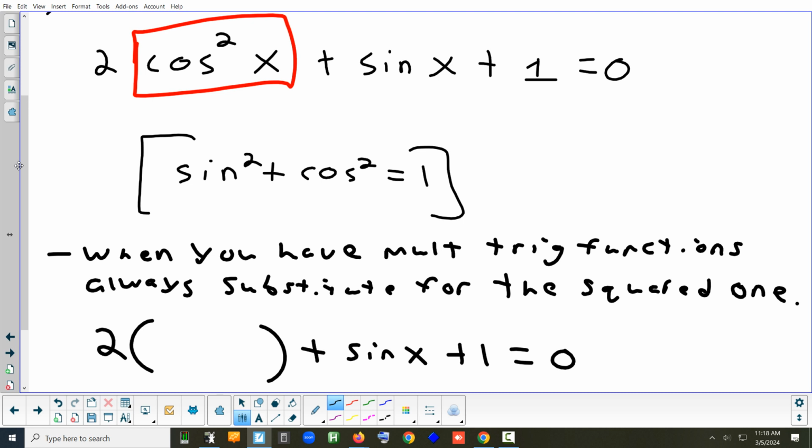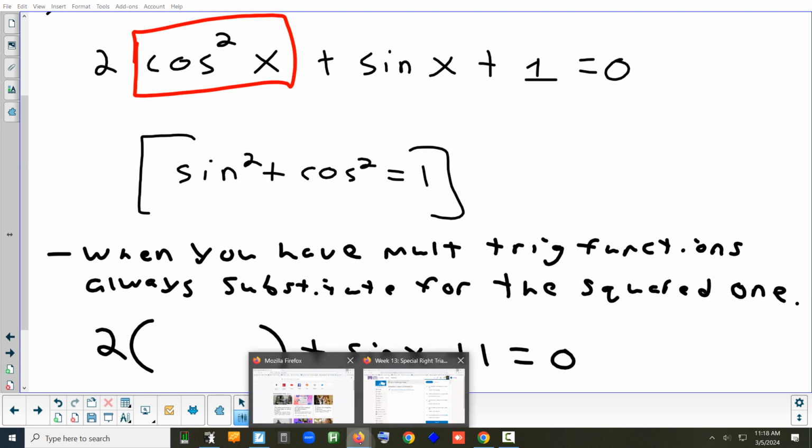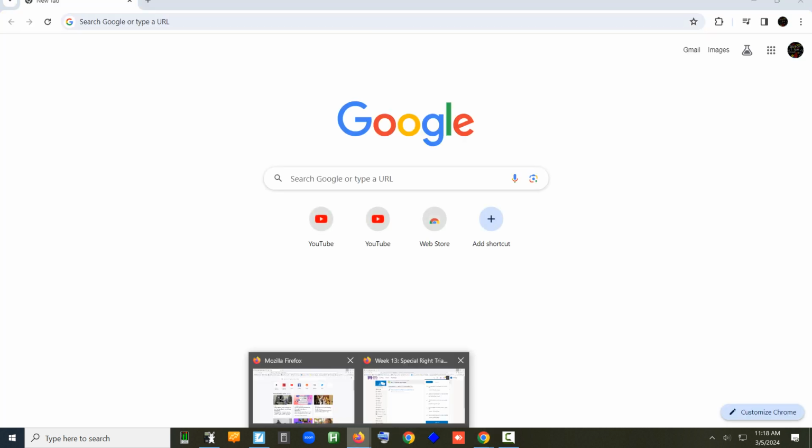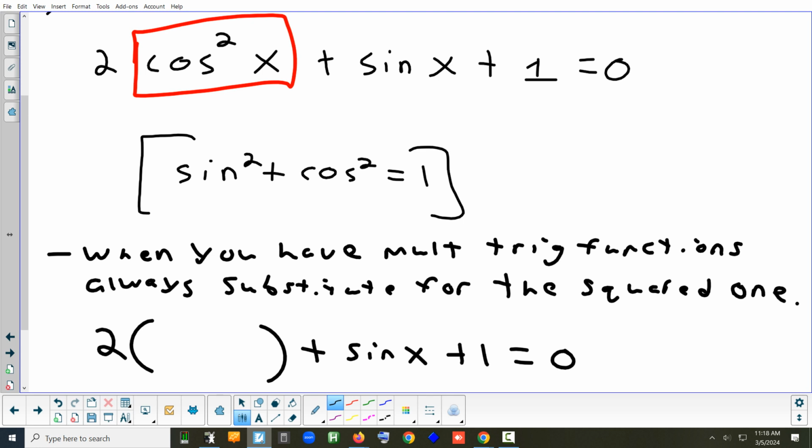Usually you're going to go back to a Pythagorean identity and use that. Okay. So we have all our Pythagorean identities. Oh, I must have closed them, I think. Well, you guys wrote them all down before. So we're going to use this one. Sine squared plus cosine squared equals 1.